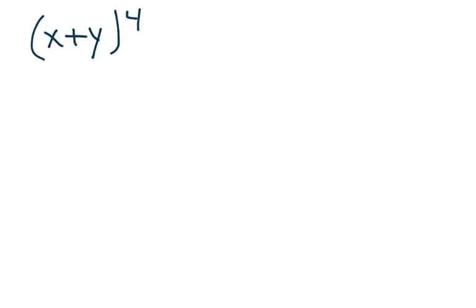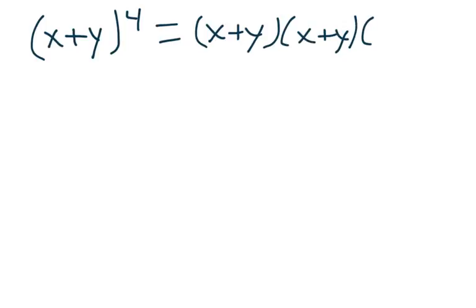For example, look at this problem here. I hope you realize that normally you would have to go x plus y times x plus y times x plus y times x plus y. Right? And of course that's crazy. I mean, if you know distributive property, you're going to be there literally 5 to 10 minutes just trying to do that. Well, what can we do instead?